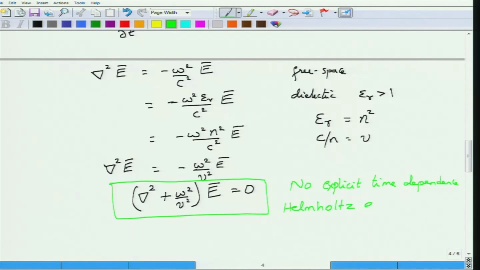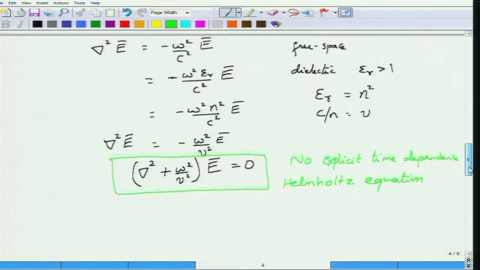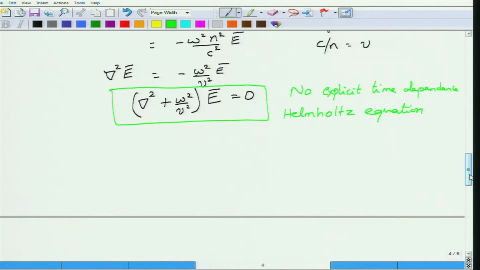This equation is in many cases preferred rather than the original time equation. At least for analytical cases that is what is typically preferred, but for numerical cases you might want to go back to the original equation itself. So this is the Helmholtz equation, and we will now look at what possible solutions for this Helmholtz equation can exist.